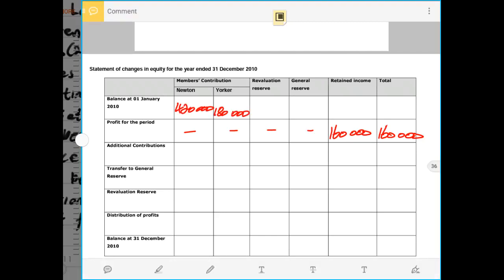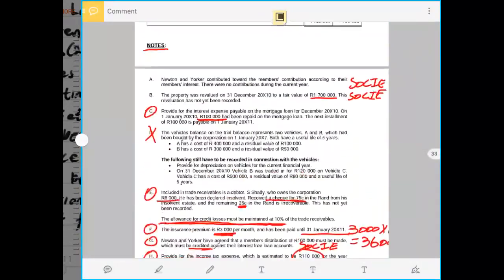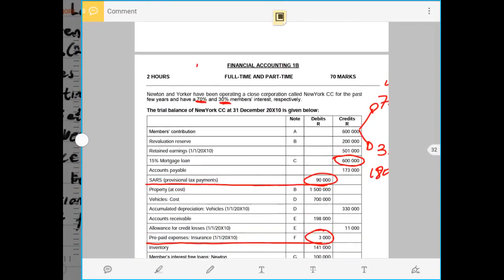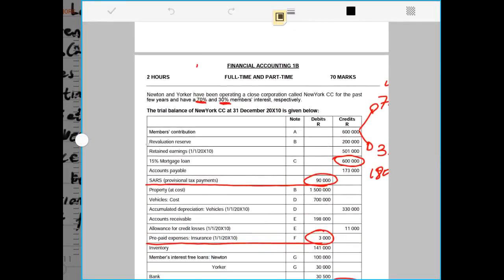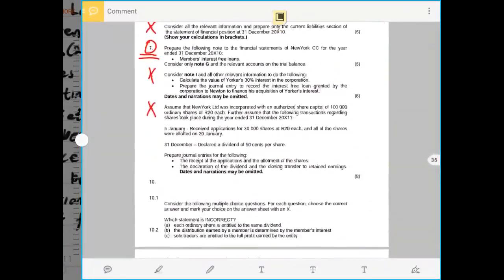Let us check if we had any revaluation reserve during the year, or revaluation opening balance. I think there was a revaluation opening balance in the trial balance. Revaluation, I said that must be an opening balance of 200,000 rands, and retained earnings is 501,000 rands. We'll just record both of them, 200,000 rands and 501,000 rands, as opening balances for revaluation and retained earnings.